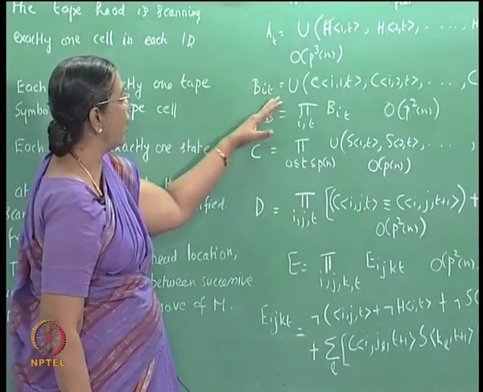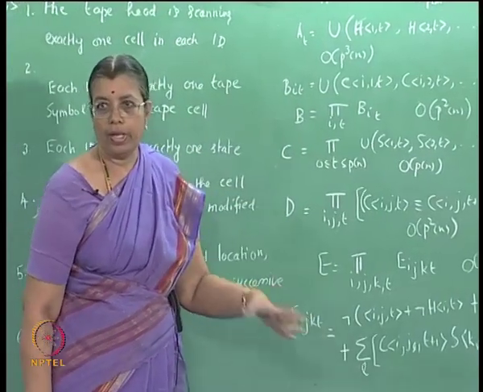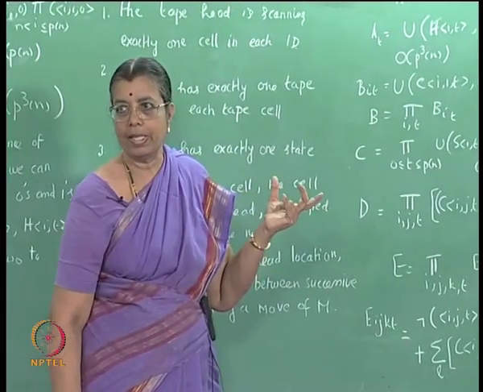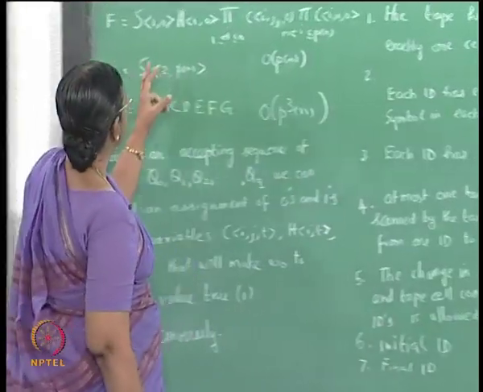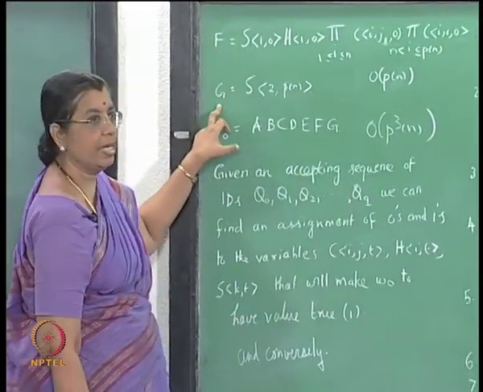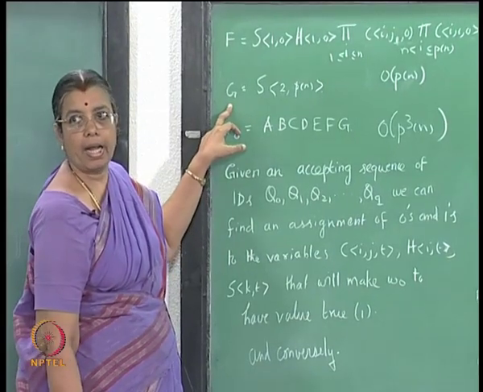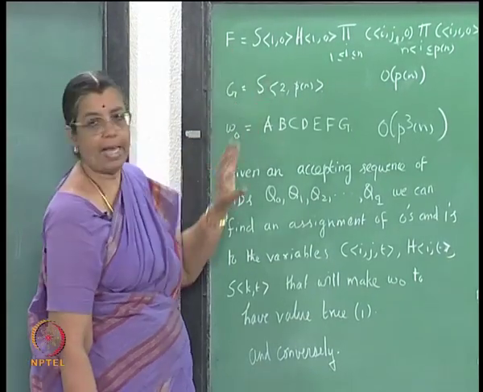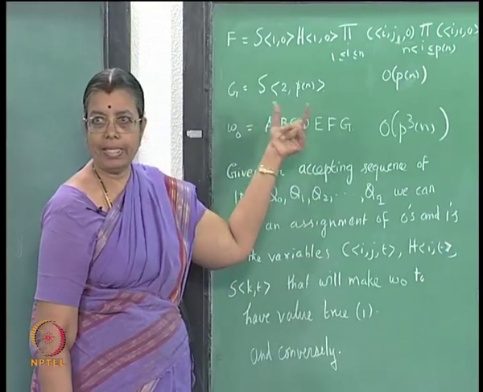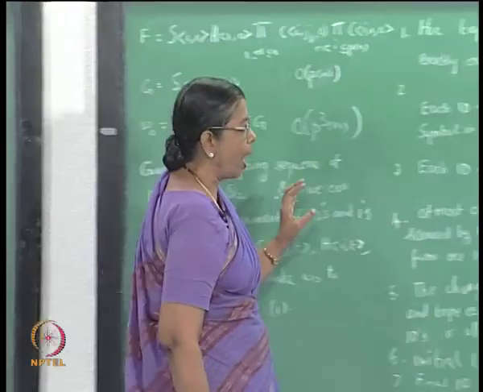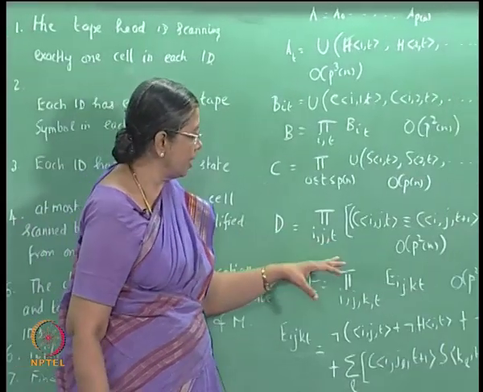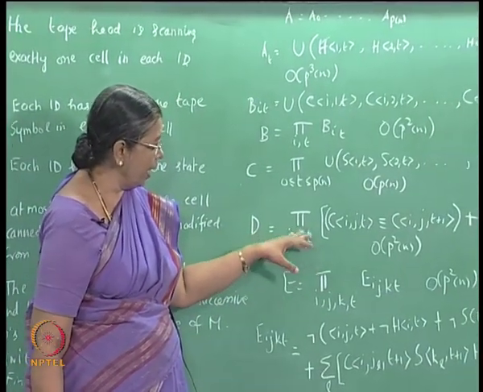A, B, C are making use of that U. That U expression itself is in CNF. And the last two expressions, F and G, trivially they are in CNF. They are products of single literals. They are also in CNF. So, the only problem will be D and E.